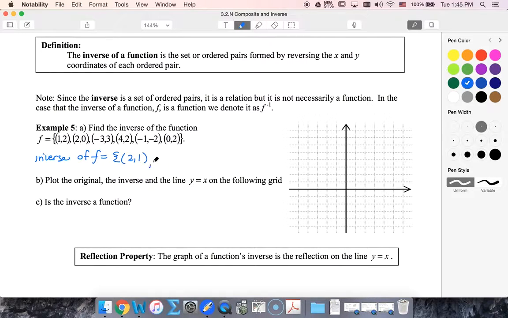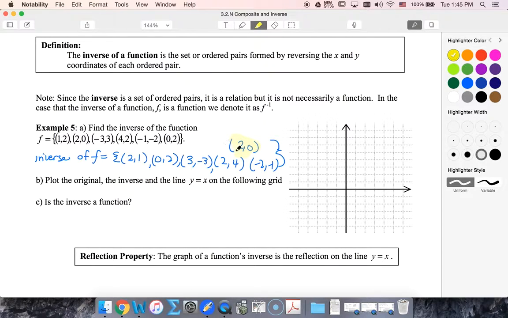So I'll get 2, 1, 0, 2, 3, negative 3, 2, 4, negative 2, negative 1, and 2, 0. Since I have 2, 0, 2, 4, and 2, 1, my inverse is not a function. So I can see that straight away. So I could answer down here, no.